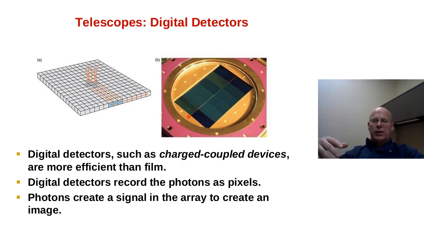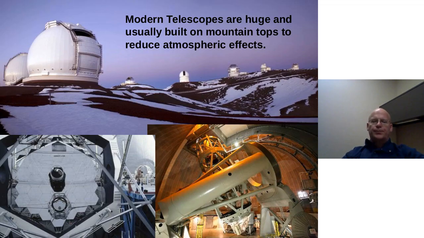These pixel detectors are about that big versus a tiny one on your phone, and they're very efficient, and so they're called CCD, charged coupled devices. And unlike your phone, which can only detect visible light, these can detect infrared, ultraviolet, all different kinds of light.